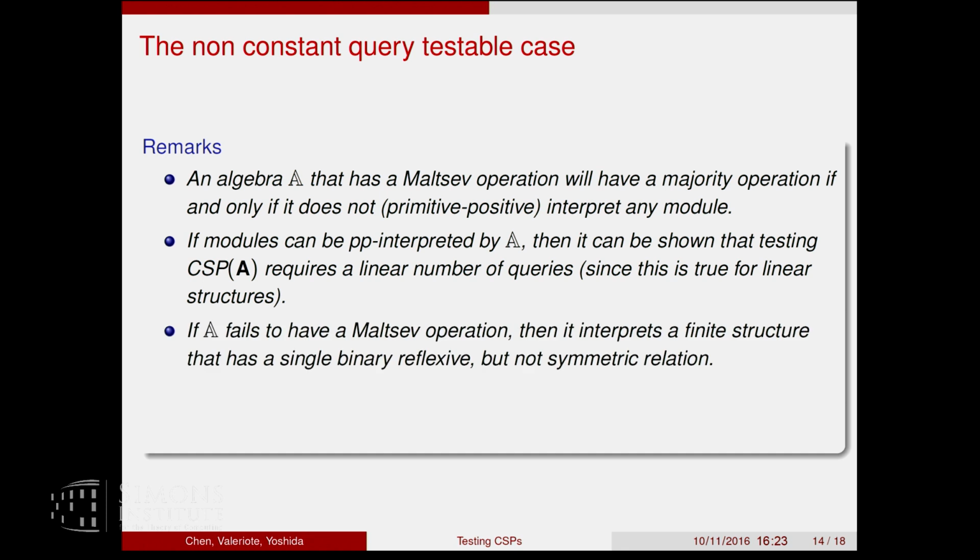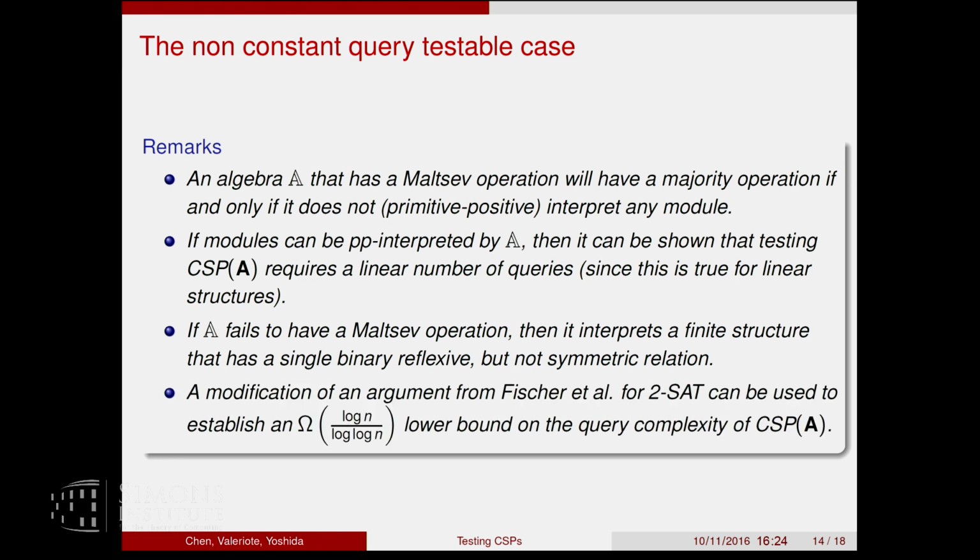There's another reason for there to not be constant query complexity, and that is if we fail to have a multiset operation, then we can pp-interpret a structure that has a single binary relation that is reflexive but not symmetric. And again, that's going to have bad query complexity, and that lifts up to the given template. We modify an argument from Fischer for 2-SAT to get this lower bound for the query complexity of CSP(A) in this case. So that's a quick sketch of the situation when we don't have both of these nice symmetries.